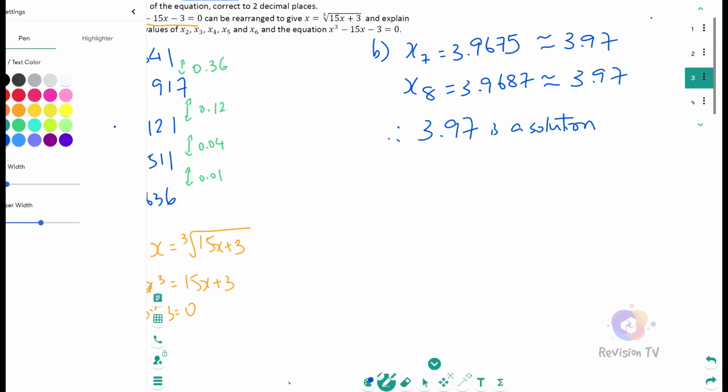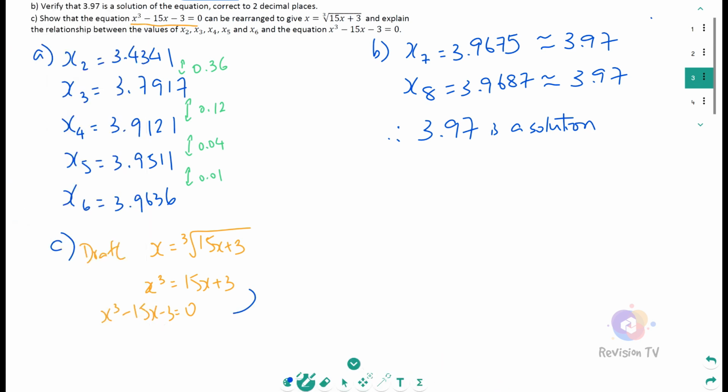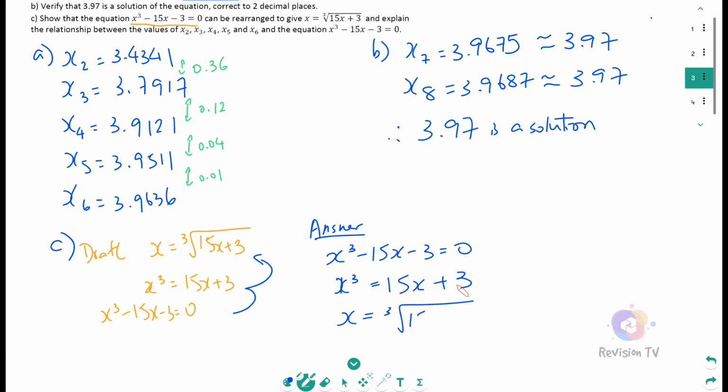Now the question wants us to start from the equation and work backwards. So this is the proper answer. So that's the answer. Okay, so that's what you show in the exam. You start from x cubed minus 15x minus 3 equals 0. Next step is to bring the 15x plus 3 to the other side. So x cubed equals 15x plus 3. And last step, we cube root it. So x equals cube root of 15x plus 3. In a nutshell, what it means is you just sort of undo the steps. Do the steps, but in reverse order.